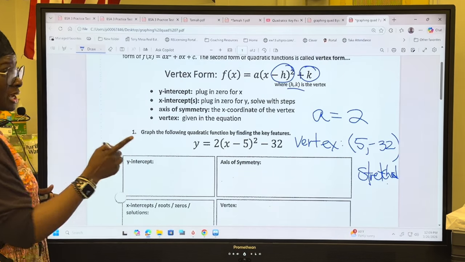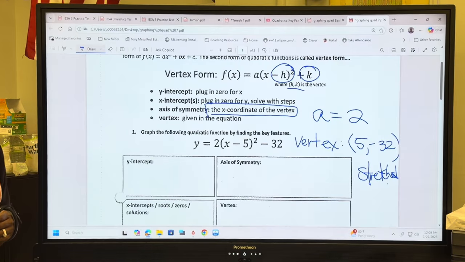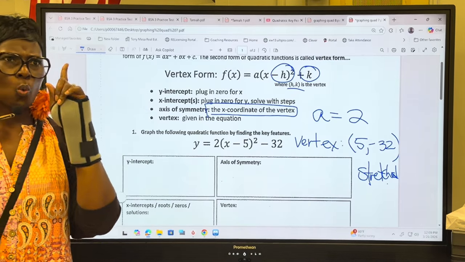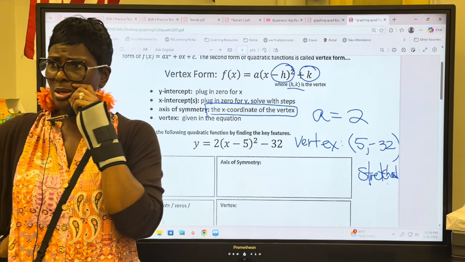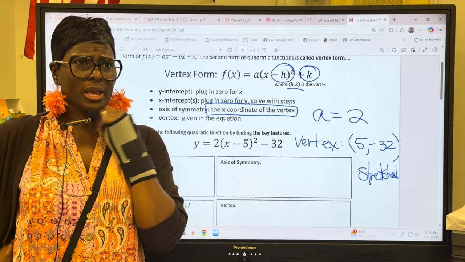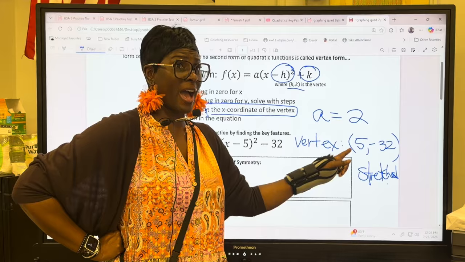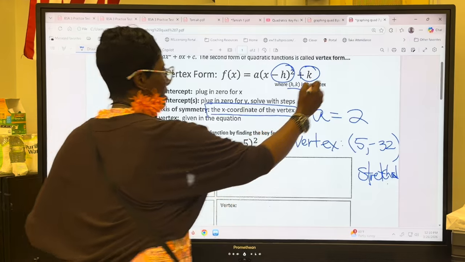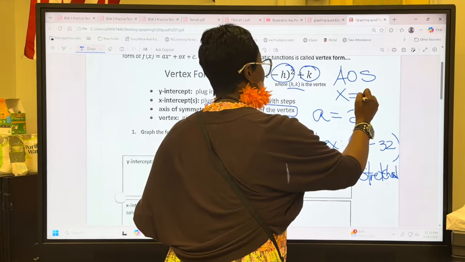If the axis of symmetry, and I heard Aiden say it, is the x-coordinate of the vertex, what is the x-coordinate of the vertex? Think about what I'm asking. What is our vertex right now? What is the x-coordinate of that vertex? Is it -5? What is our vertex? (5, -32). What is the x-coordinate? It's 5. So guess what the axis of symmetry equation is going to be? It's going to be x equals 5.